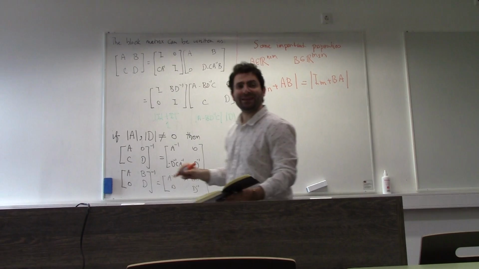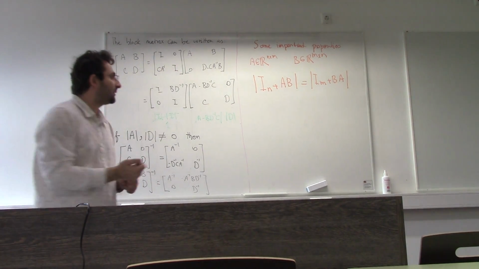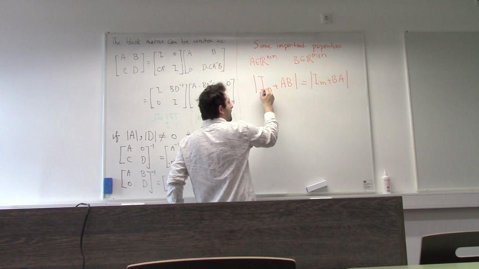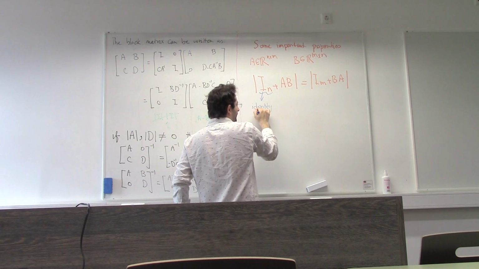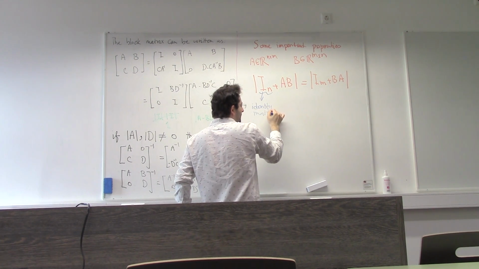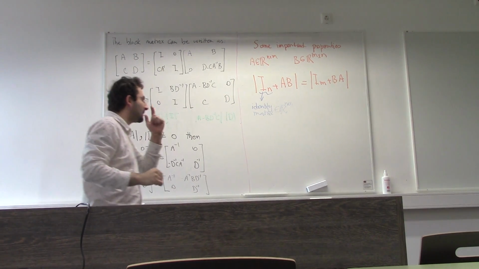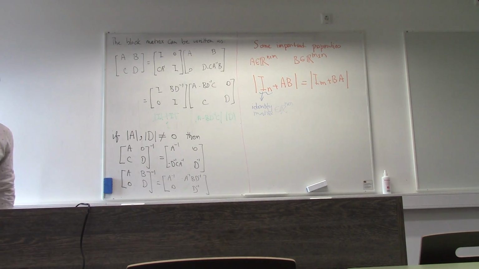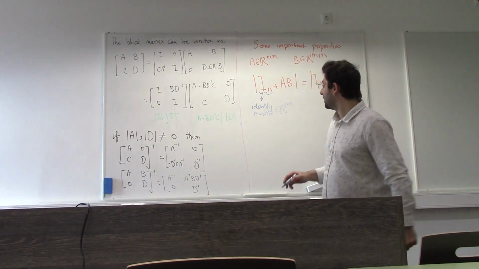What is In, or what is Im? This is the identity matrix which belongs to R n by n. In other words, it's a square matrix of n by n. And identity matrix means that everything is 0 except the main diagonal elements, which are all 1.